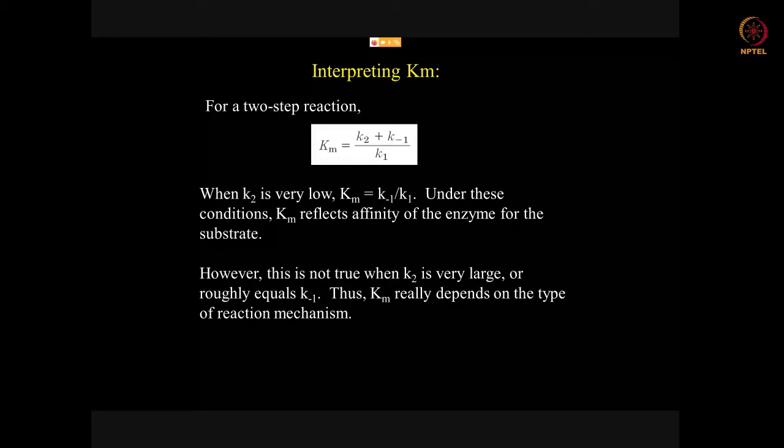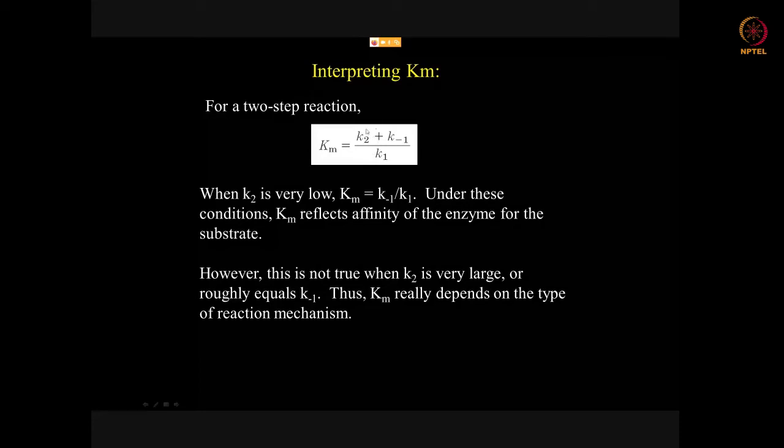This is true under certain conditions. So that is what this slide is trying to tell you. So for example, where K2 is very low, let us say you are looking at the very initial reaction where ES formation and breakdown is the main thing. ES has not yet started producing E plus P. So the K2 will not be a major factor.